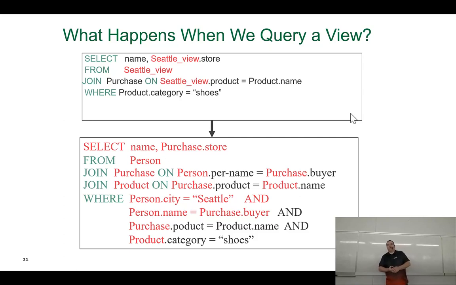Is what's being pulled out of the view. Everything in black is what was not in the view. And since Seattle view already had a name in it, it's actually grabbing the name from the view. It's kind of cool the way it works.